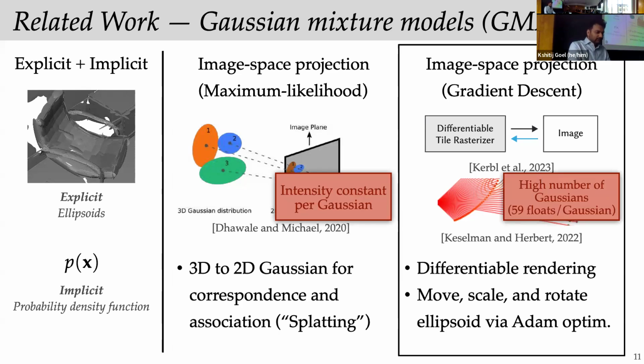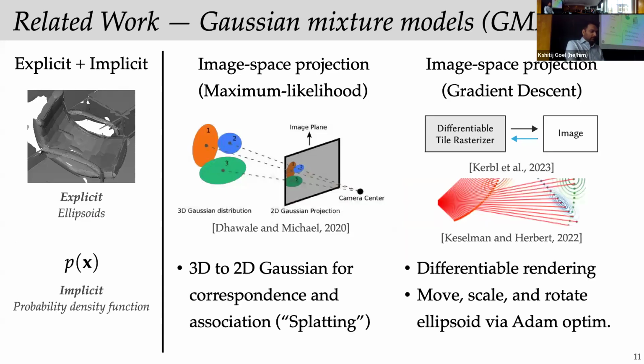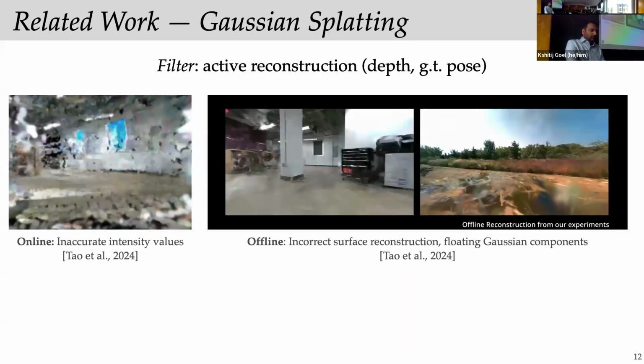Another recent method is to make the image space projection operation end-to-end differentiable via a powerful rasterizer. In this case, GMM parameters are adjusted via the Adam optimizer as opposed to maximum likelihood updates. Here, the intensity is determined using alpha compositing as it's done in graphics applications. Typically, this approach requires a high number of Gaussians, such as this work by Tao et al.